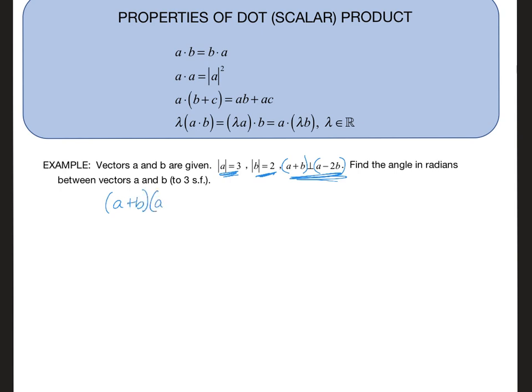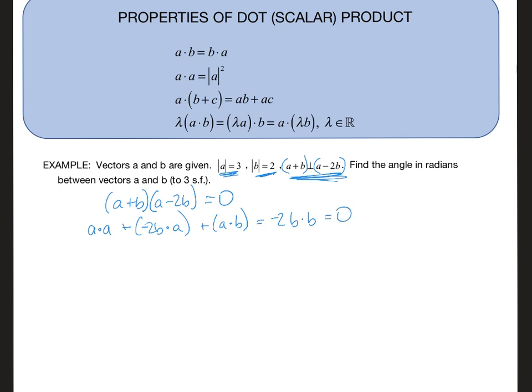Using that, since I know those are perpendicular, that means that the dot product between those two vectors has to equal 0. That's what perpendicular means. So let me FOIL this. The first terms become A dot A. The outers are negative 2B dot A. The inners are A dot B, and the lasts are negative 2B dot B.